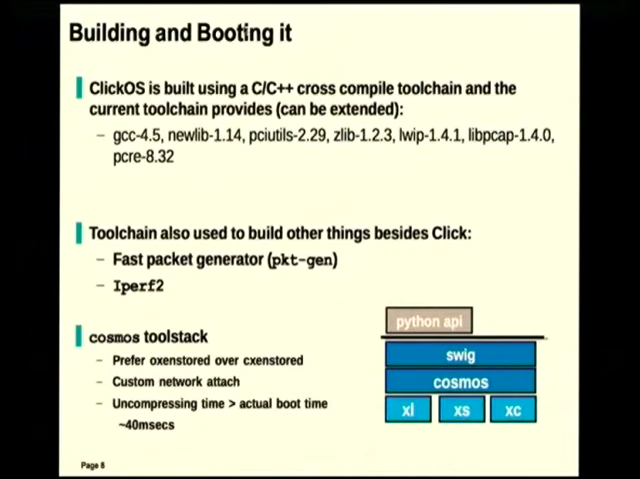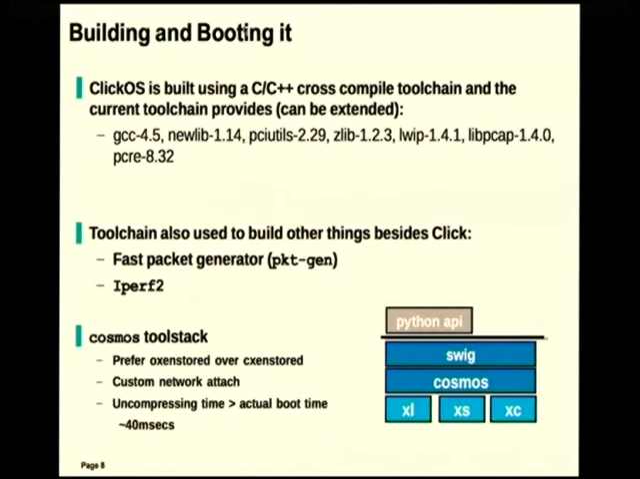It's normally used for embedded systems, and it's already quite old, that version. We also compile LWIP as our networking stack, and some other utilities in order to compile Click to MiniOS. We also use this toolchain to build, for example, iperf and the fast packet generator based on netmap called packetgen. We expect to actually port other applications on top of it.